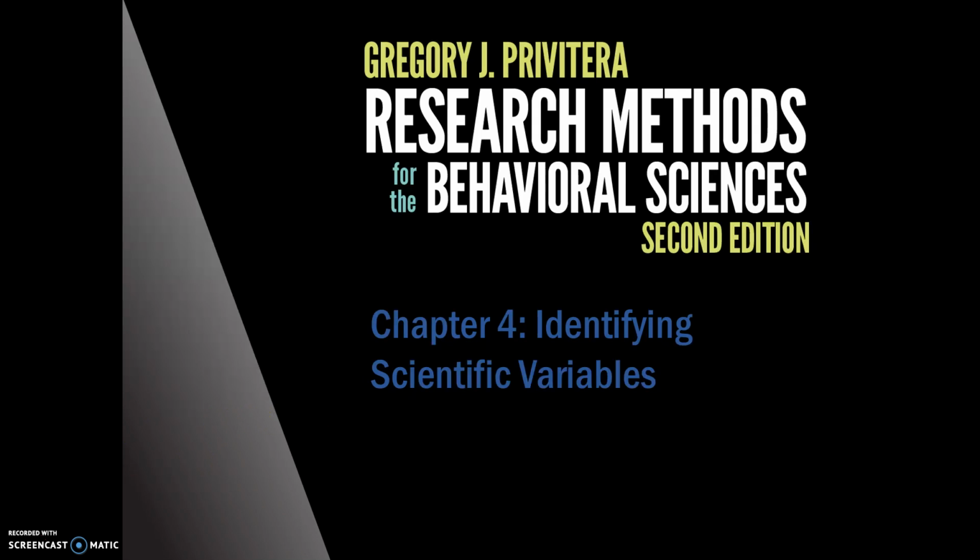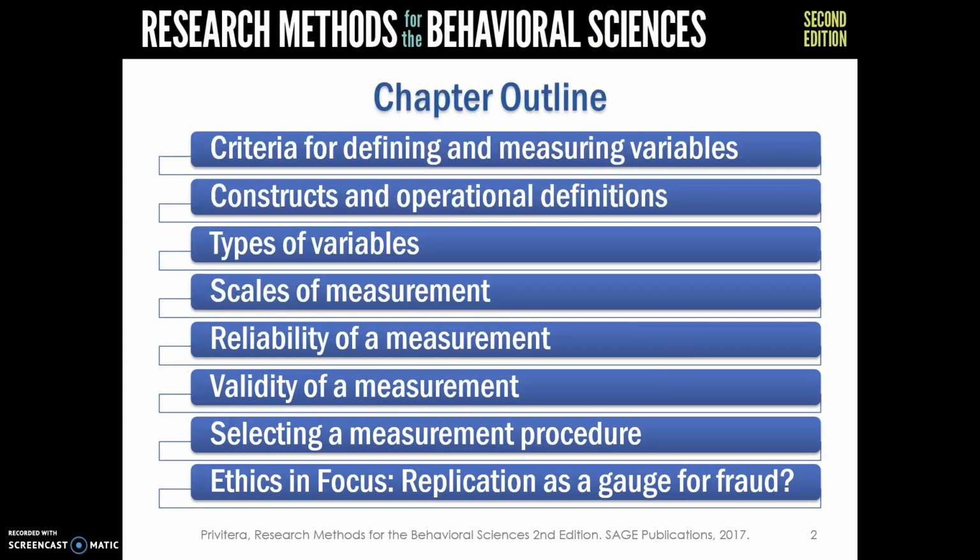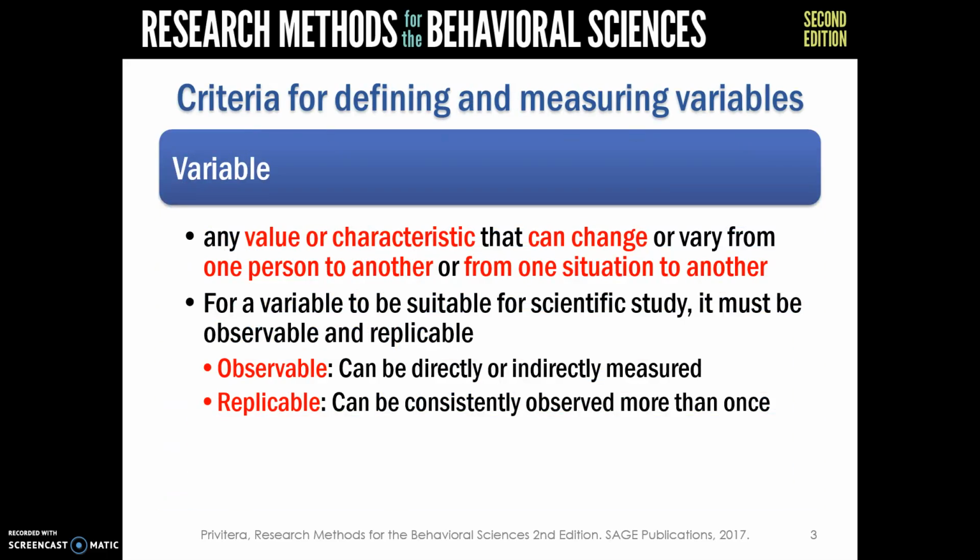So chapter 4, these are the outline of the chapter. Chapter 4 talks about variables and how you actually measure those variables. Okay, hopefully, again, any variables that you want to find are observable and replicable, which means that it can be repeated again consistently.